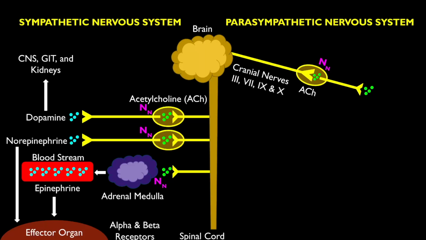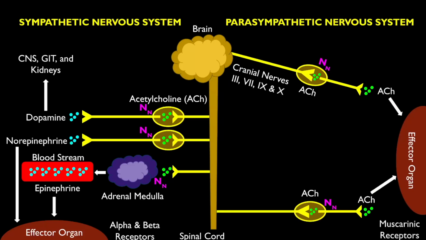Now, I just illustrated cranial outflow. Let me also illustrate sacral outflow, where you have basically the same thing, a long preganglionic neuron and a short postganglionic neuron. The effector neurotransmitter is acetylcholine in this case, which acts on the effector organ through the muscarinic receptor. Now, since the neuroeffector transmitter is acetylcholine, the parasympathetic nervous system is also known as the cholinergic nervous system, and the sympathetic nervous system is also known as the adrenergic nervous system. We will be using these terms interchangeably in the future.